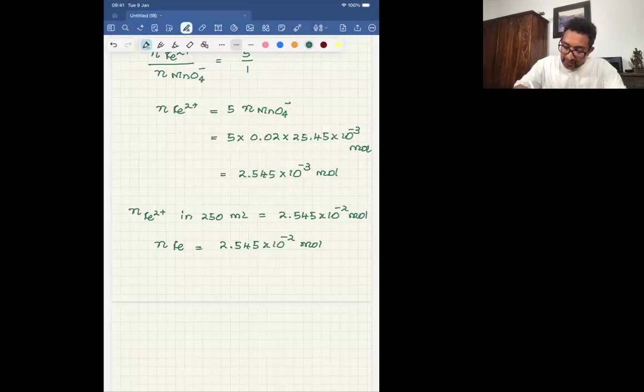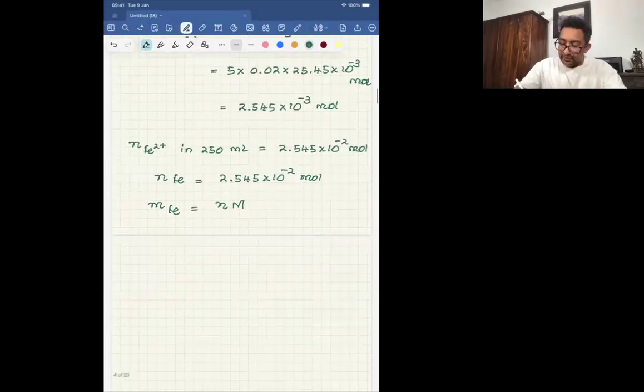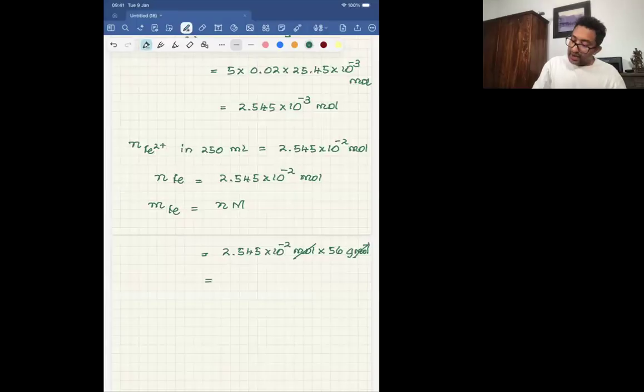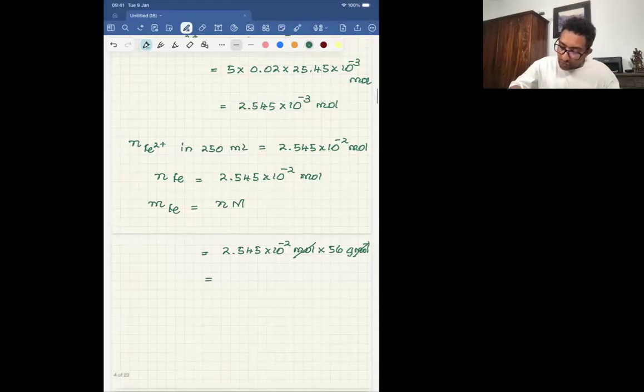So let us calculate the mass. Mass of iron is the number of moles times the molecular mass. 2.545 times 10 to the power minus 2 moles multiplied by the molecular mass. What is the molecular mass? 55.9. Let us say 56 grams per mole. I rounded off. So multiplied by 56, what is the answer? 1.4252.